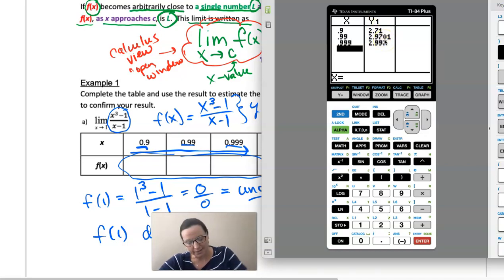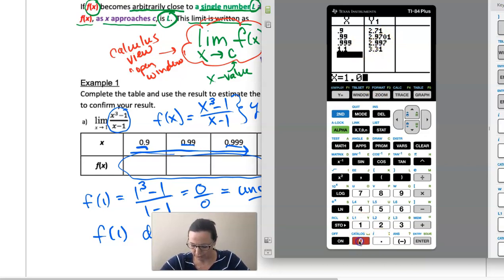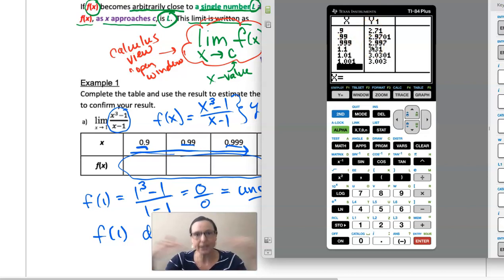But now let's take a look at the right-hand side. I'm going to start with the one that was furthest to the right of 1, so 1.1. I can see it's a little bit bigger than 3, 3.3. Then I'll get a little bit closer, 1.01, and I can see that it's getting much closer to 3. Now it's only 3.03, just 0.03 greater than 3. I'll get a little bit closer, 1.001, and now it's really close to 3. It's almost 3. So from the left and the right of x equals 1, the y values do seem to be getting arbitrarily close to a common number, 3.